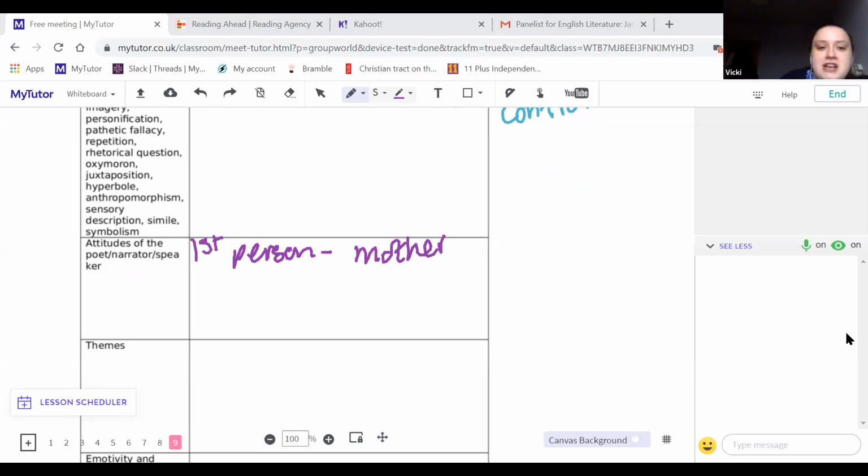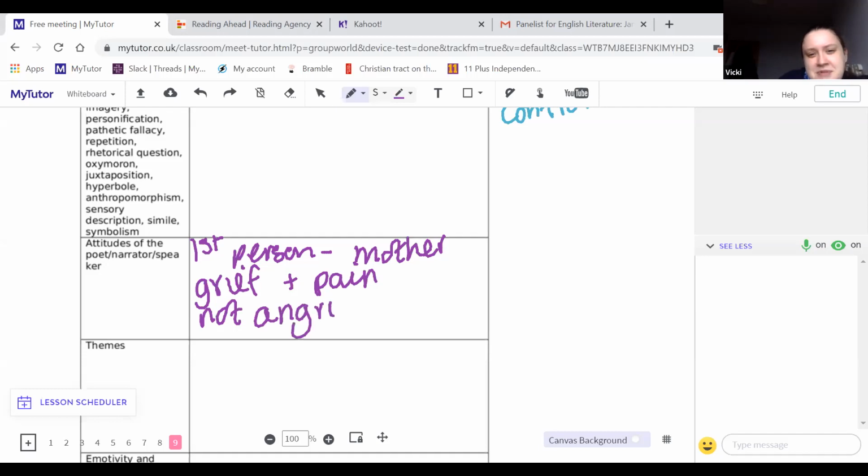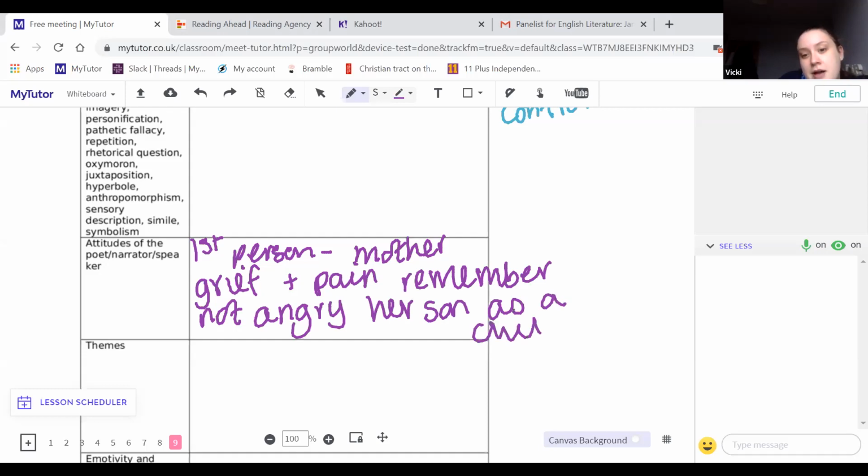Right, so first person, so we've got a mother where there's a lot of grief and pain going on. She doesn't seem to be angry though, and she seems to mainly remember her son as a child rather than a young man who's gone off to war.